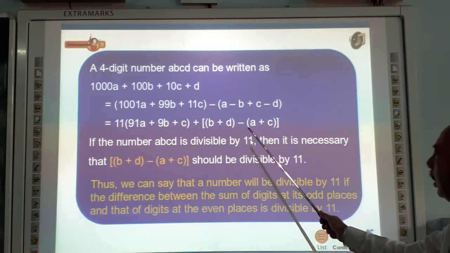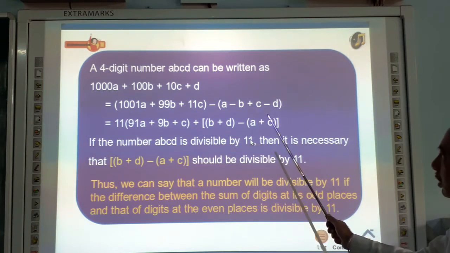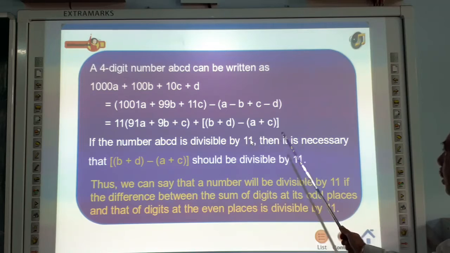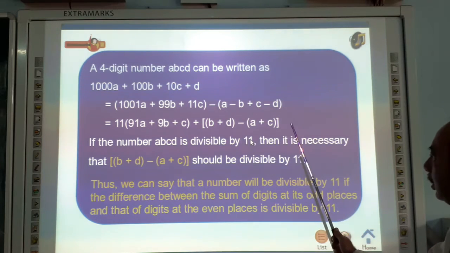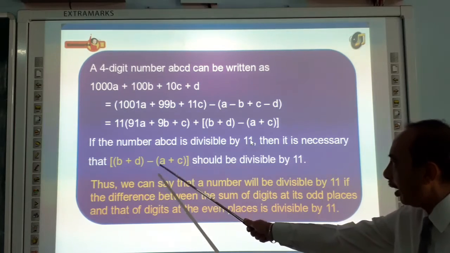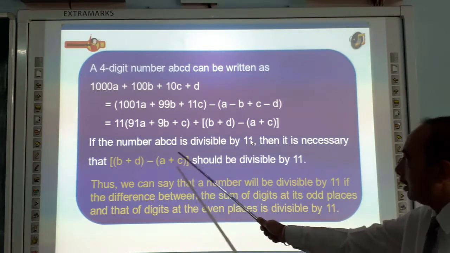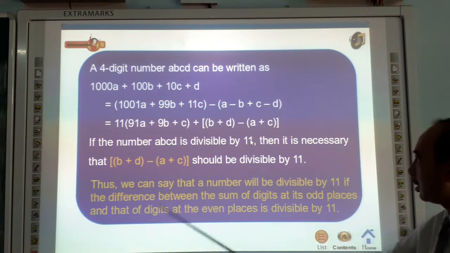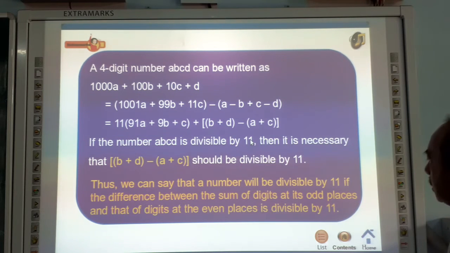Here B and D are the digits at even places, and A and C are the digits at odd places. So if we take the sum of the digits at odd places minus the sum of the digits at even places, this is the difference of both the sums. If this difference is 0 or divisible by 11, then the number is divisible by 11.